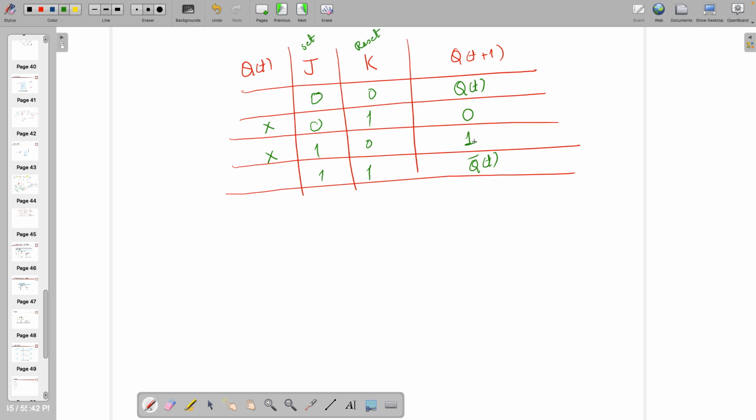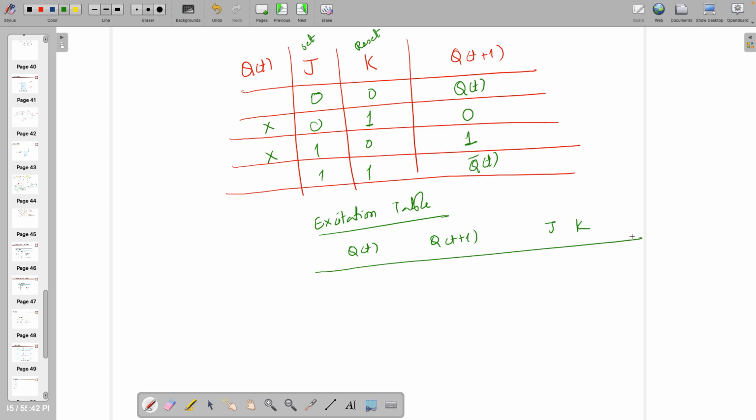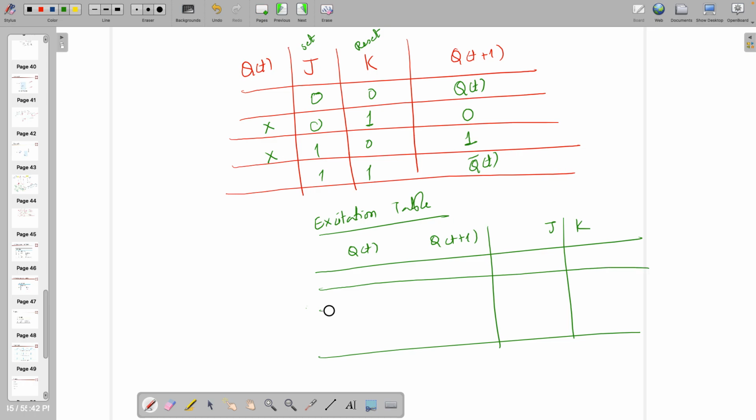So in that case, can we write down the excitation table? What excitation table says? The inputs are Q of t plus 1, and other sides are output are inputs, right?